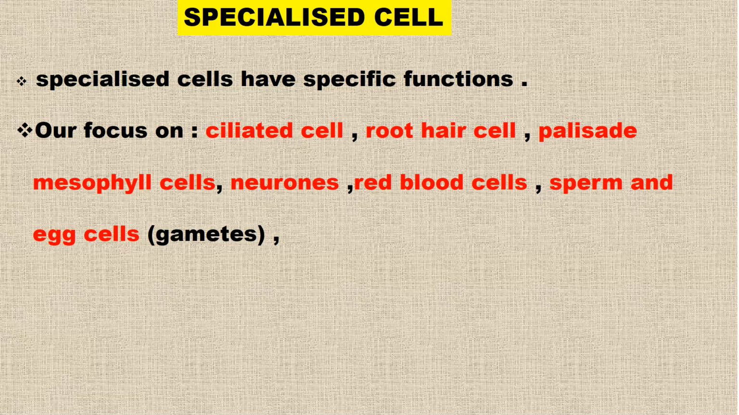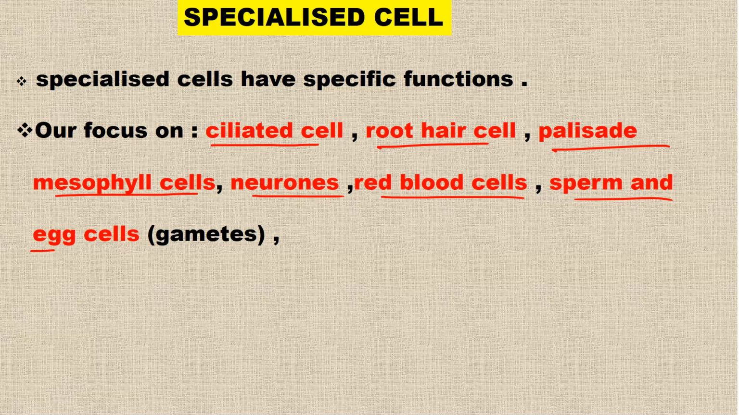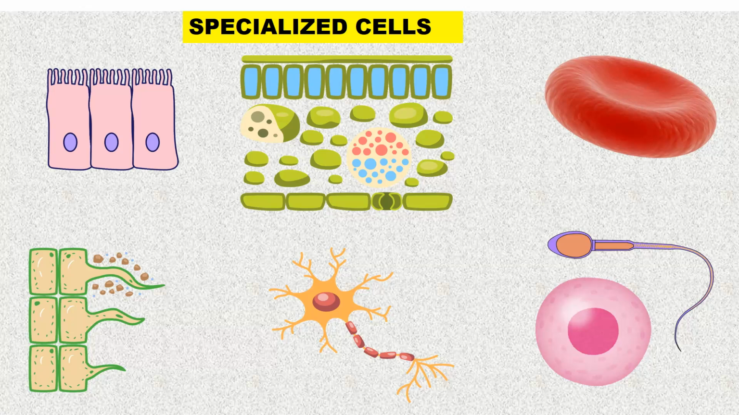So examples of specialized cells that we are going to look at here, and what is important is to understand these specialized cells. One, the ciliated cell. The root hair cell, the palisade mesophyll cells. Then we look at the neurons, red blood cells, sperm cells, and also the egg cells, otherwise sperm and egg cells known as gametes, which are just sex cells. So these are specialized cells that we are going to focus on, and very important, these do come in an exam. All right, so this is the list of specialized cells.